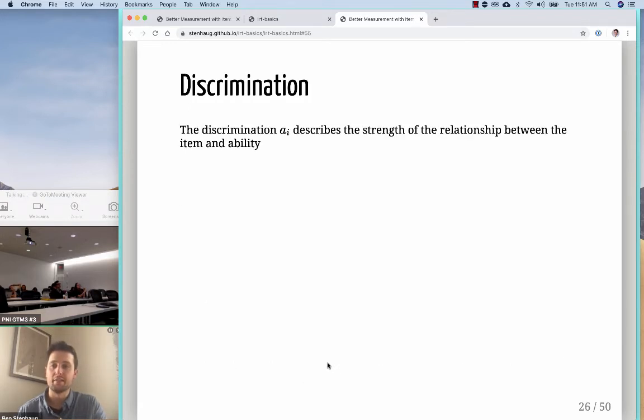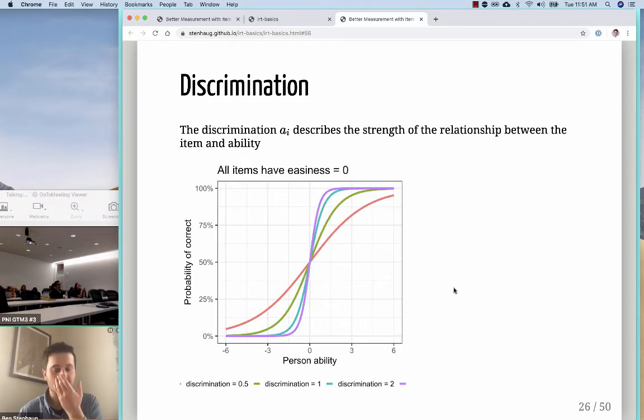So as I've said, we have this parameter that describes the strength of the relationship between item and ability. To build a little bit more intuition, let's plot this curve for items of different discriminations. Say all of these have easiness 0. The red curve is an item with discrimination 0.5. It's flatter. Discrimination of 0 would be perfectly flat. Everyone just has a 50% chance of getting it right.